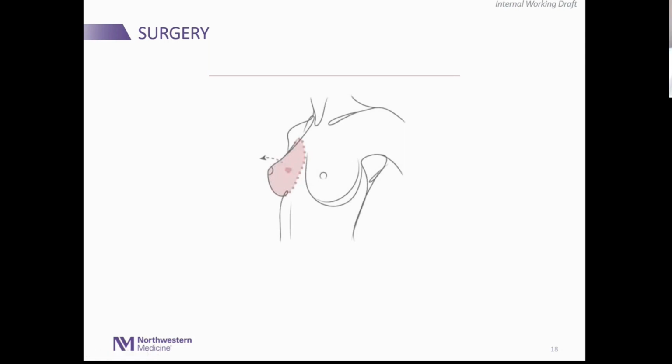So with respect to surgery for DCIS, the options are to either undergo a lumpectomy, which is just removal of the area, or a mastectomy, depending on the size of the area. We generally try to do breast conservation or lumpectomy when the area is small because, again, this is early stage disease. However, if the DCIS is more extensive, then a woman might need a mastectomy.